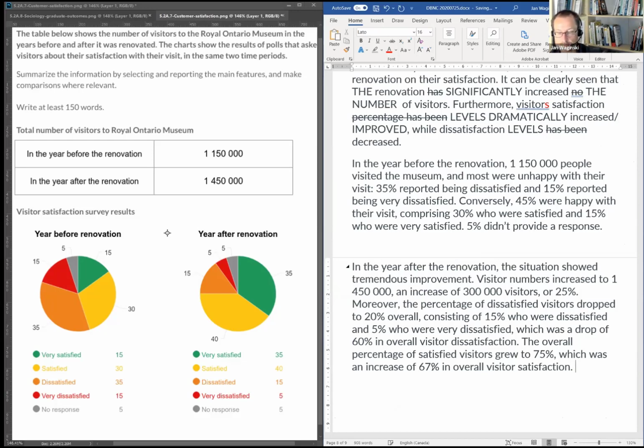Okay, one more sentence. Once again, 85% were very satisfied and 40% were satisfied. Because you are doing overall, then you are doing separately. Okay, so one more sentence for this breakdown. 35% of the visitors were very satisfied, while 40% were satisfied.